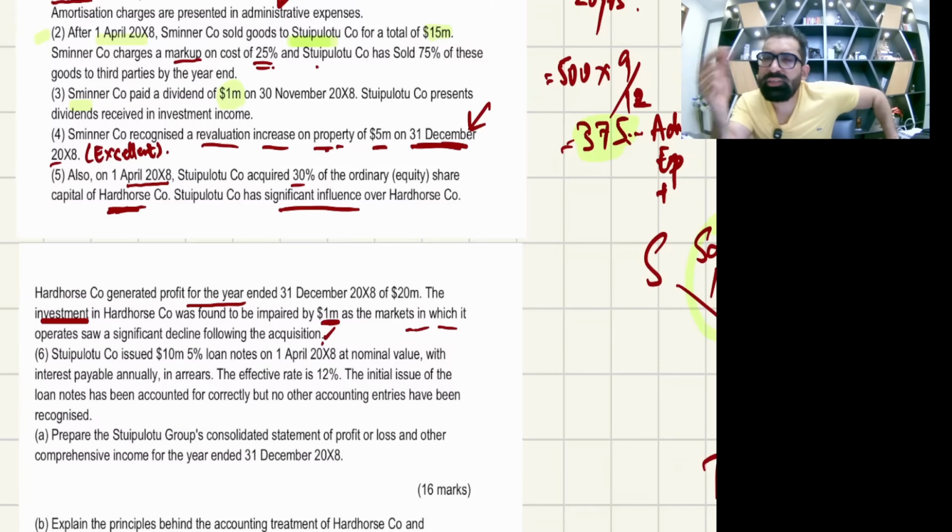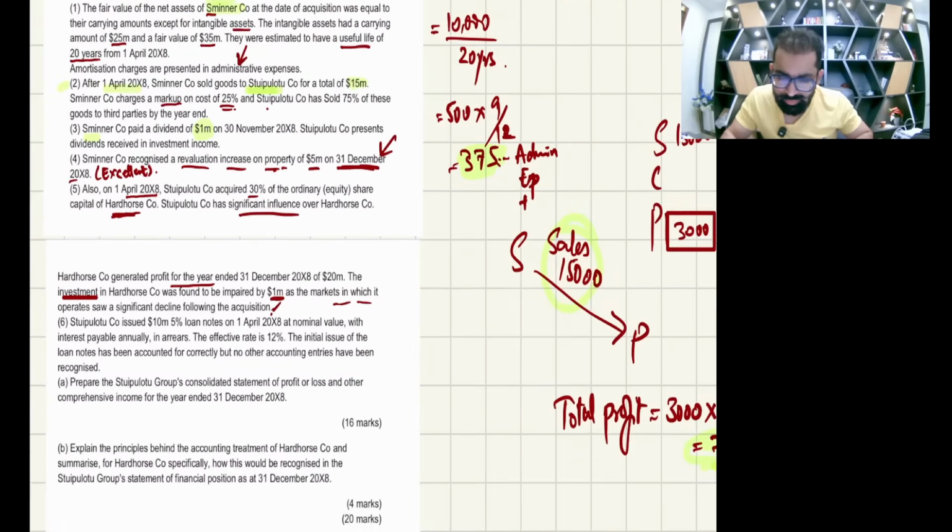And in the income statement, just one line, and that one line is associate share of profit. That's it. Okay, right? But the good luck is that you have a 4-mark theory requirement for this. I'll explain it to you. Easy requirement. Listen.